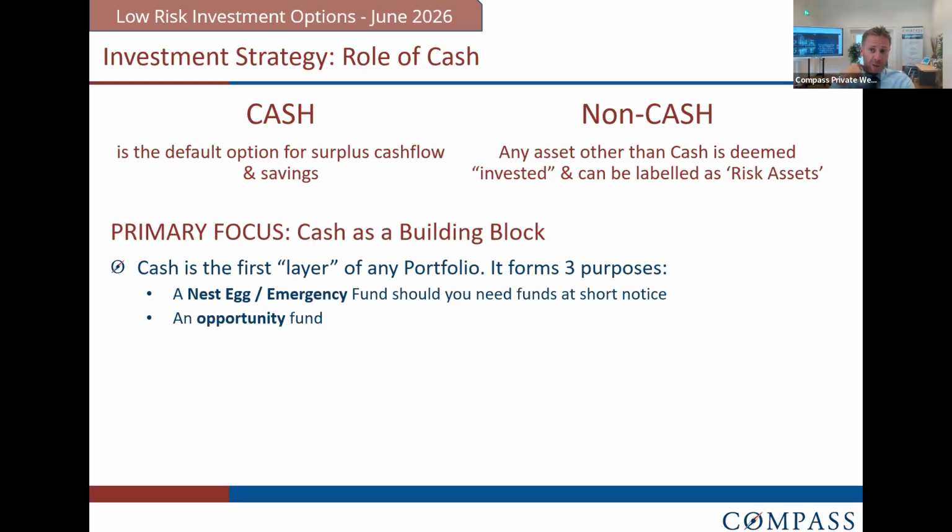Also an opportunity fund. So people say, well, when markets drop down, I will use cash for X, or I want to give so-and-so funds for this particular purpose. So you need accessible funds. There may not be an emergency, so we call it an opportunity. So it's a good need for cash.